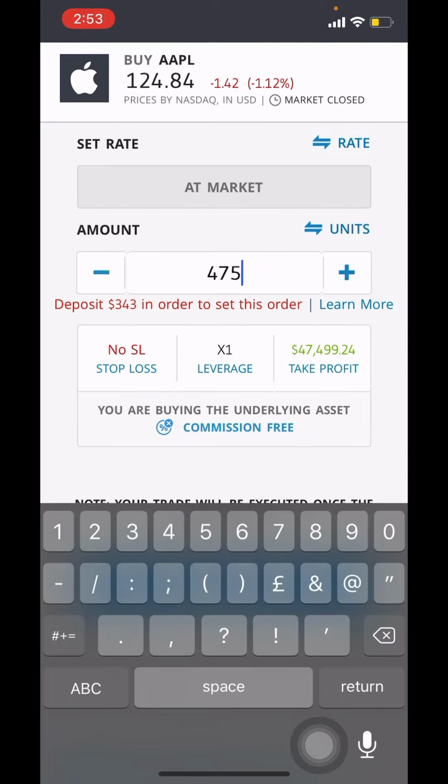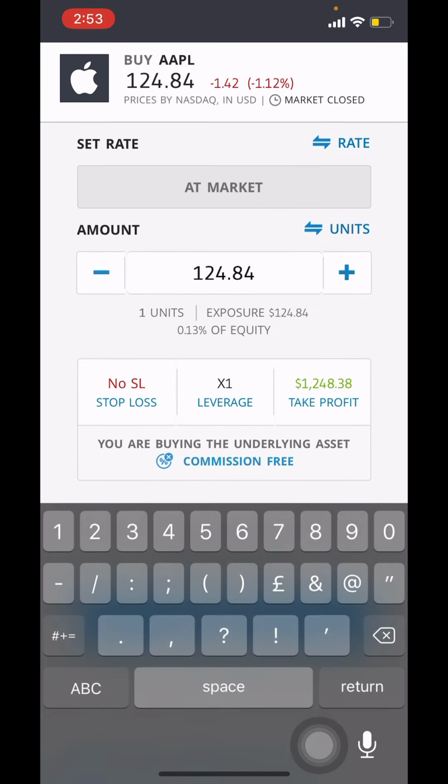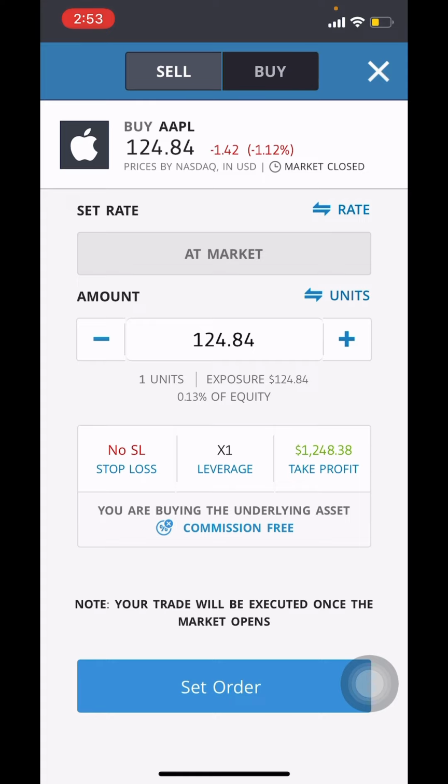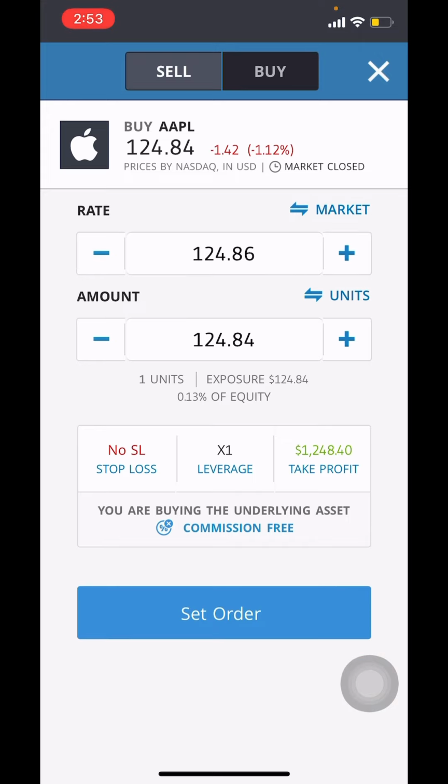So let's pretend the market price is 124.84, and you placed a bet of 124.84, or this is the money that you have in your account now, 124.84. So at market price, at 124.84, eToro will capture that market price and put your trades open on the market. Okay, if you set rate, click here.